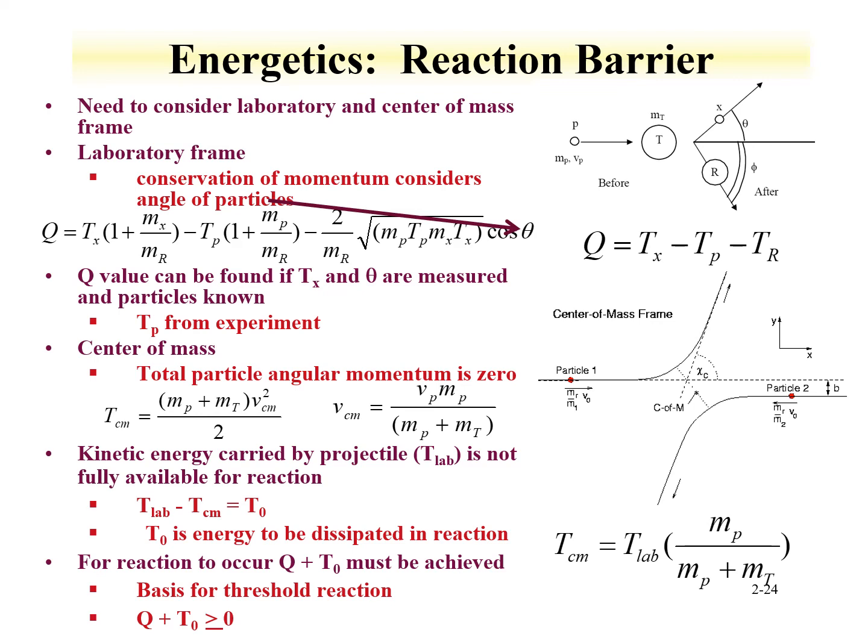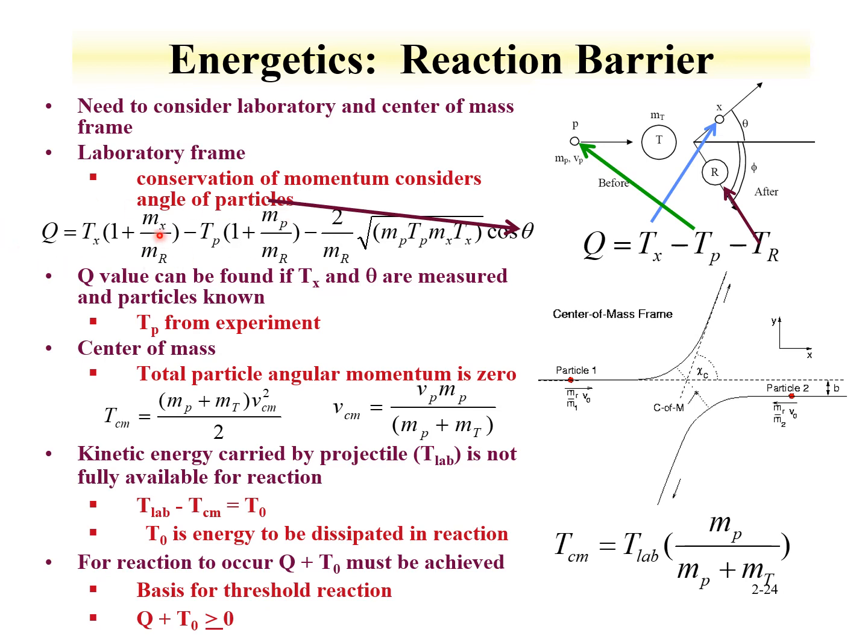So if I look at this equation up here, I see that I have certain terms where the Q value is a function of different kinetic energies. This equation relates these kinetic energies to values that could be measured, masses, and something that's known from the experiment, such as the initial kinetic energy of the particle. So if one can measure the angle and the particle kinetic energy, one can find the Q value of the reaction.